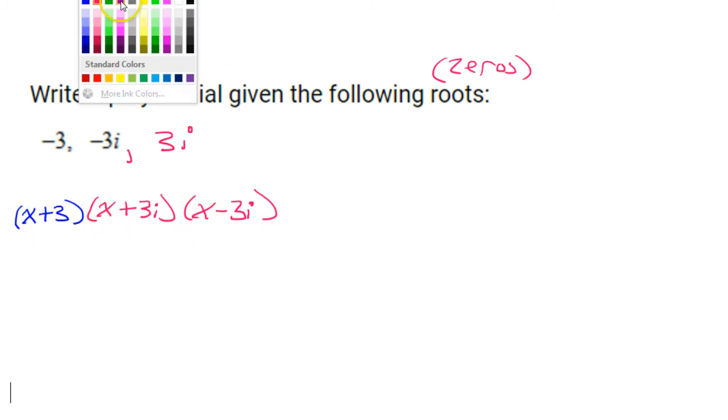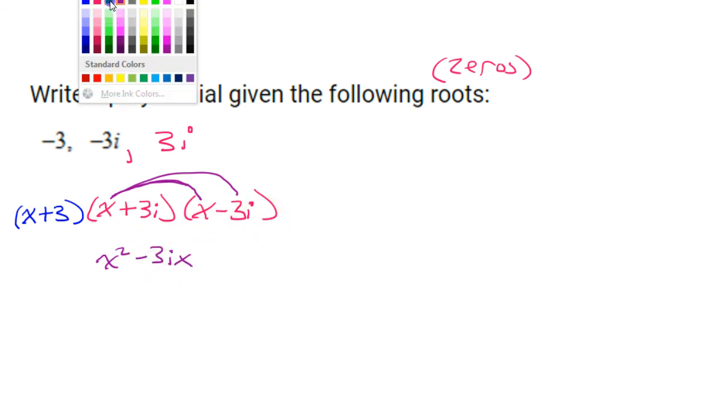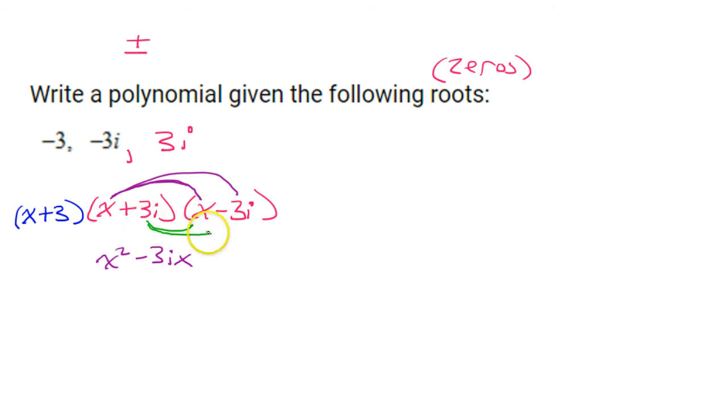So that's what I'm going to do. So let's see, I'm going to start by multiplying these two imaginary factors together. So I'm going to double distribute like this. First I distribute the x. X times x is x squared. X times negative 3i is negative 3ix. Okay, now I'm going to distribute the 3i. 3i times x is 3ix. 3i times negative 3i is negative 9i squared.